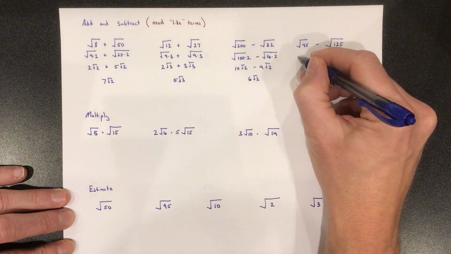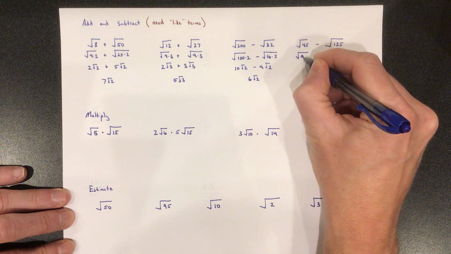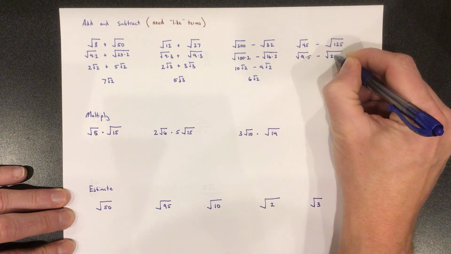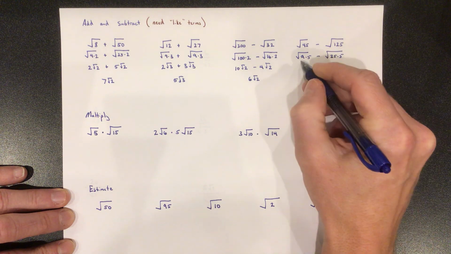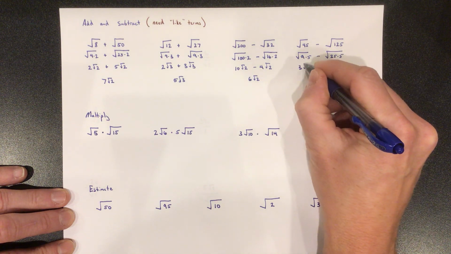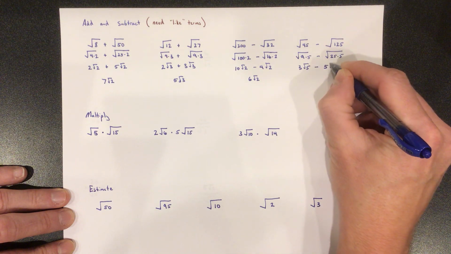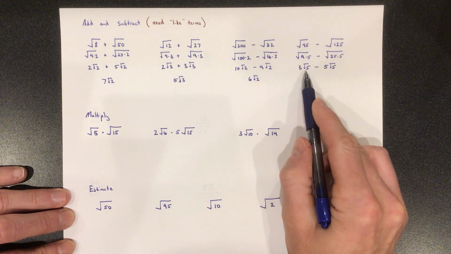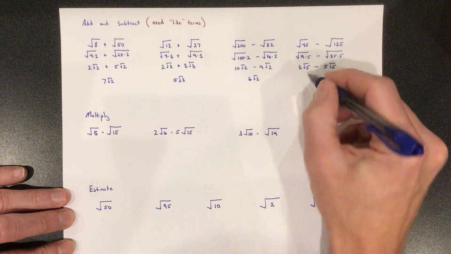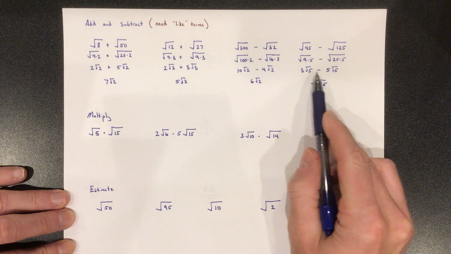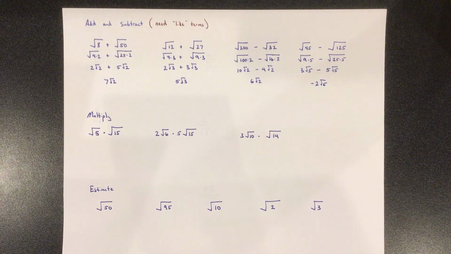Okay, over here, 45 is 9 times 5. 125 is 25 times 5. The square root of 9 is 3. So I get 3 square root of 5 minus the square root of 25, which is 5. 3 radical 5's minus 5 radical 5's is going to be negative 2 radical 5's. Just like 3x minus 5x would be negative 2x.